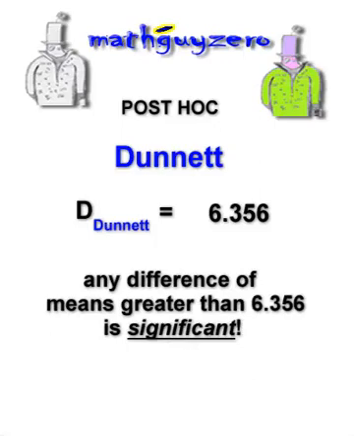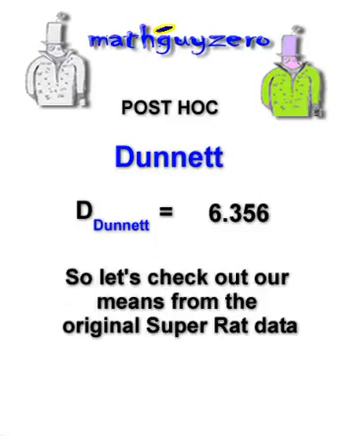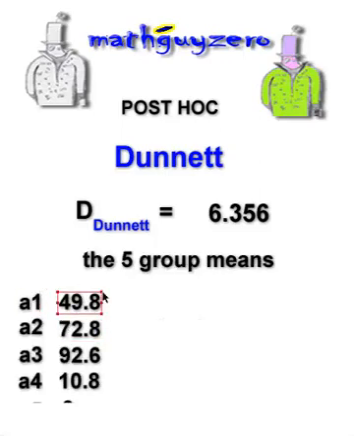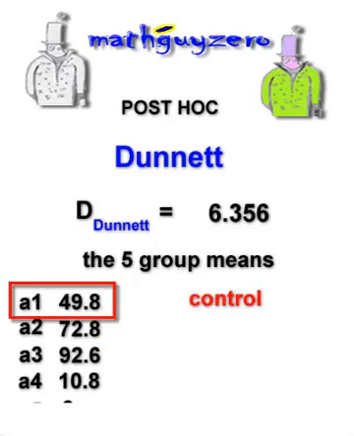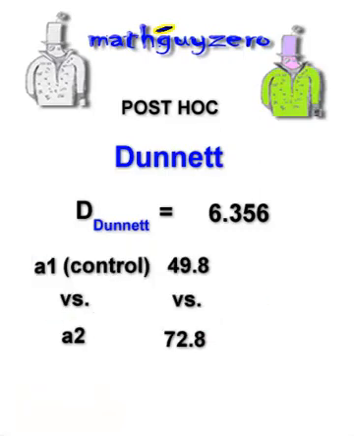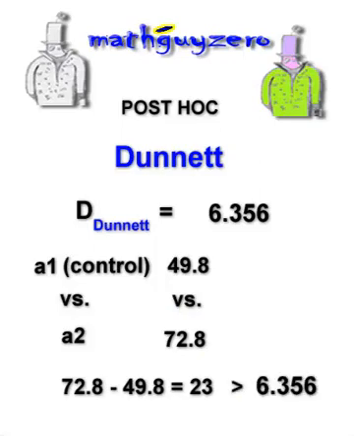You got it? Good. So we're going to go ahead and check out our data from the Super Rat study. Let's go back to the means. Here are all the 5 group means, and remember that A1 was the control group. So we're going to be comparing A1 to all the rest of them. Let's start with A1 versus A2. We subtract the means, and we get 23, which of course is greater than 6.356. Therefore, we have a significant difference between those two groups.